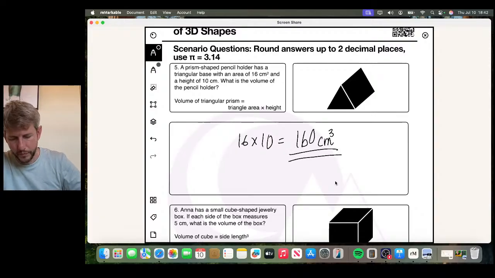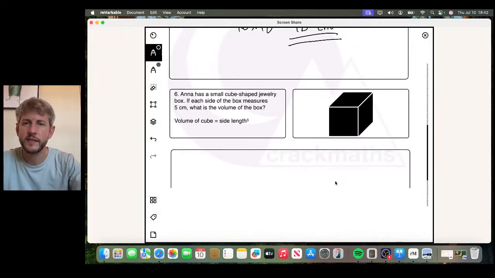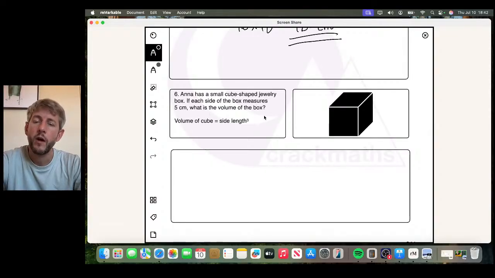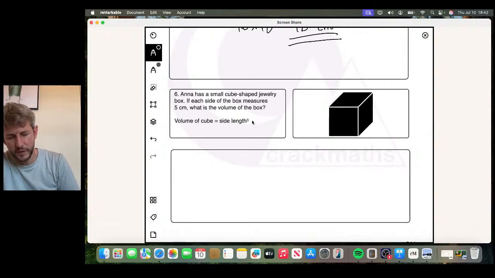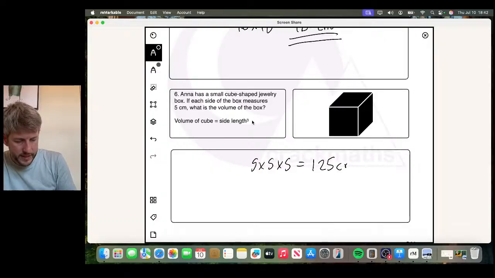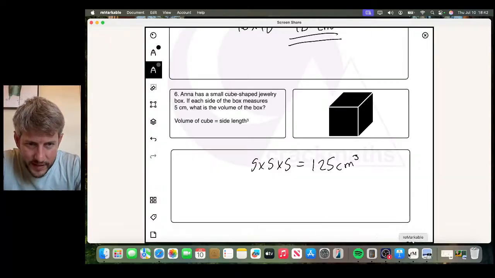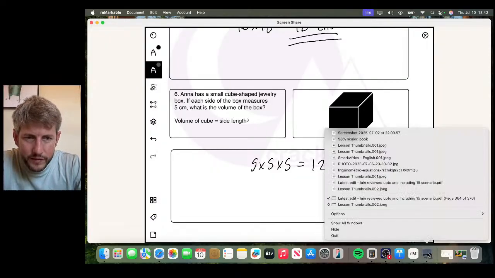Question 6 says, Anna has a small cube-shaped jewellery box. If each side of the box measures 5 centimeters, what is the volume of the box? So that's going to be 5 times 5 times 5, which is going to be 125 centimeters cubed. Oh, I've gone too far. I meant to mark the first 5 first, so let's go back and do that.